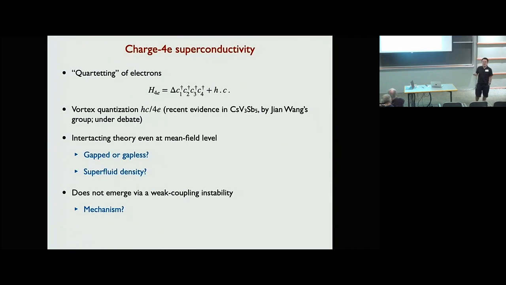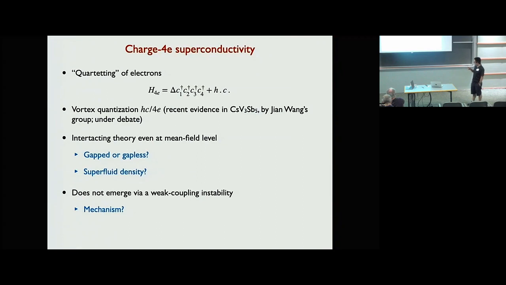So let me do a very brief review of a Charge-4e superconductor. At the mean field level, first of all, you would imagine adding a quartetting term to your Hamiltonian, characterized by this. 1, 2, 3, 4 mean different kinds of degrees of freedom, different momentum, or different species. And in this case, the vortex quantization will become hc over 4e, where 4e represents the charge of the bound state.